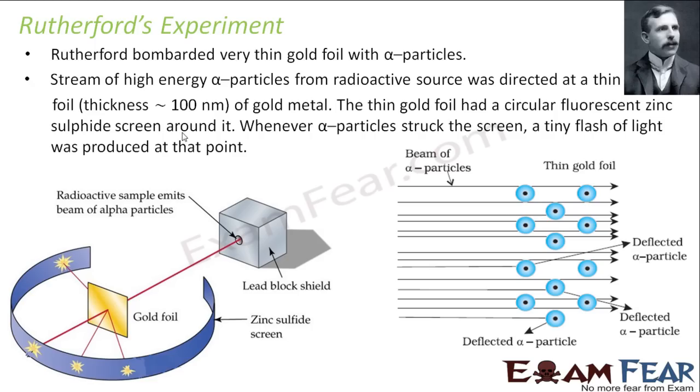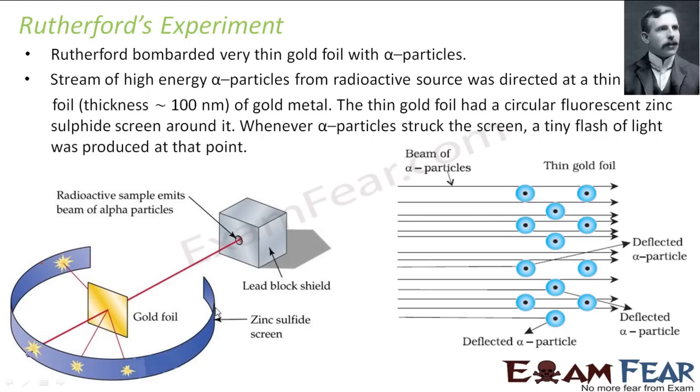of gold metal. The thin gold foil has a circular fluorescent zinc sulfide screen around it. If you look here, this is the zinc sulfide screen. It acts as the detector. It will detect the alpha particles which are reaching the screen. Whenever alpha particles struck the screen, a tiny flash of light was produced at that point. That's why a fluorescent screen is used, so that whenever the alpha particles strike the screen, a fluorescence is observed.